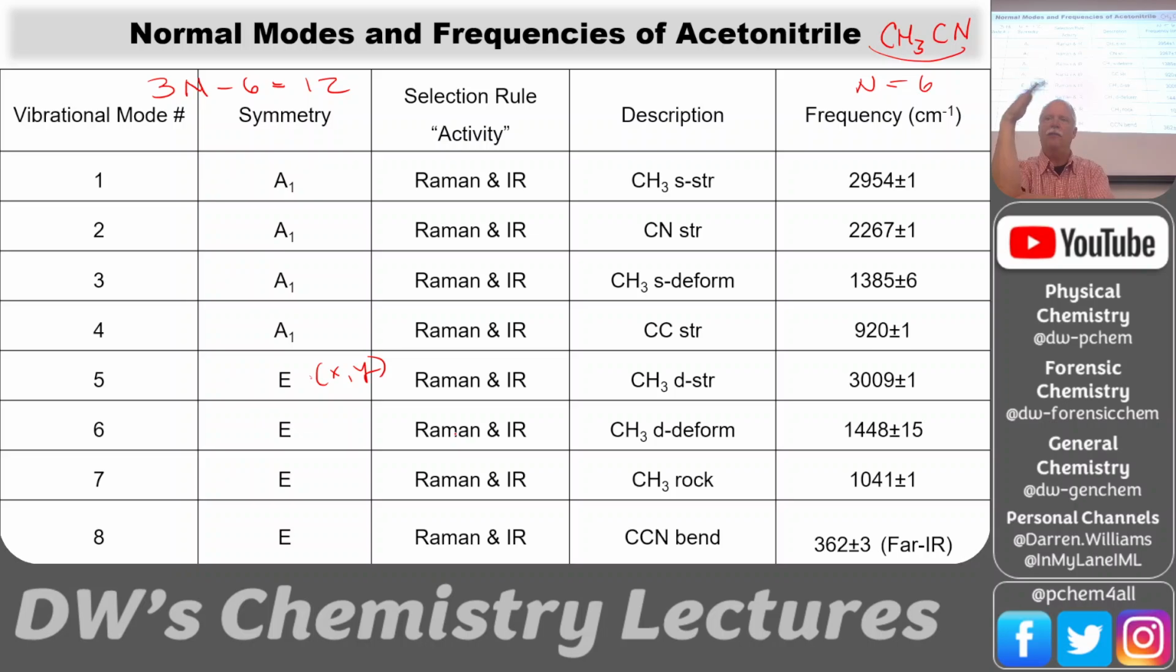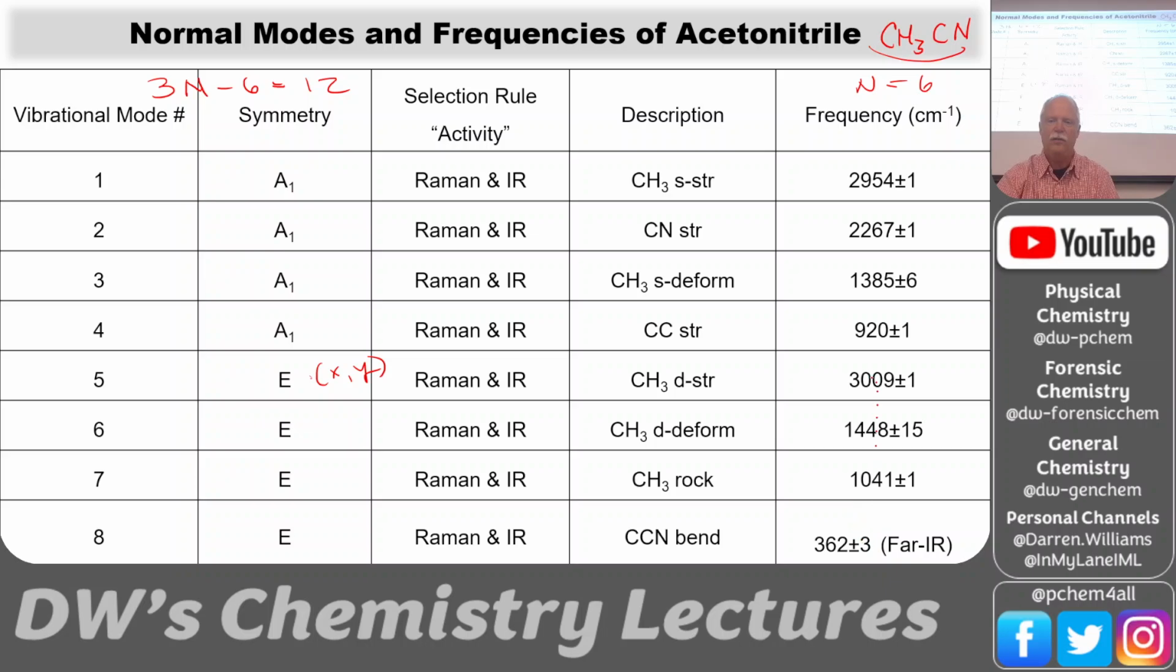The bending motion of the CN on top, it can bend along the X-axis, it can bend along the Y-axis. Okay, so that's an XY. So that's also going to be E. So we have all of these: CH3 rock, the CCN bend, the deformation of the methyl group, which should be like the rocking motion of the methyl group, and then the deformation stretch.